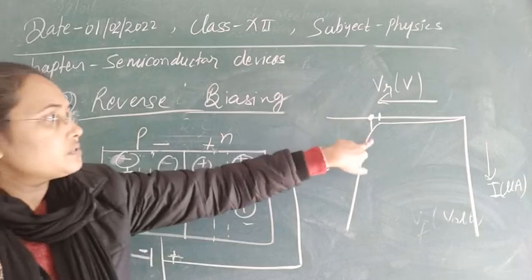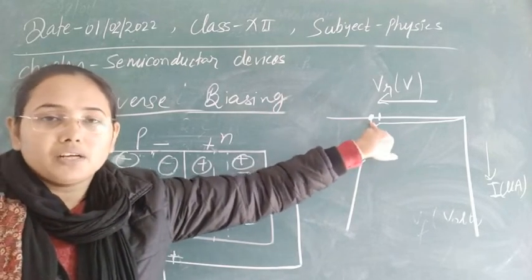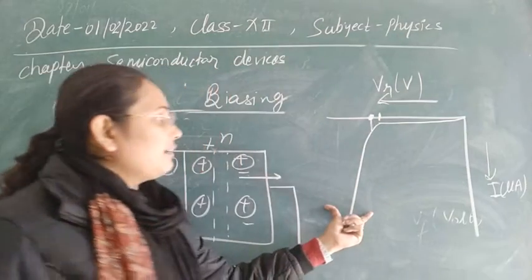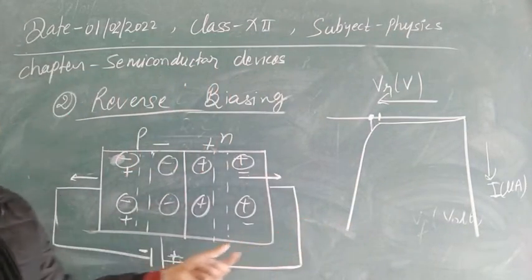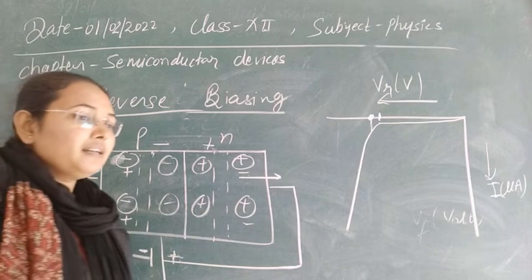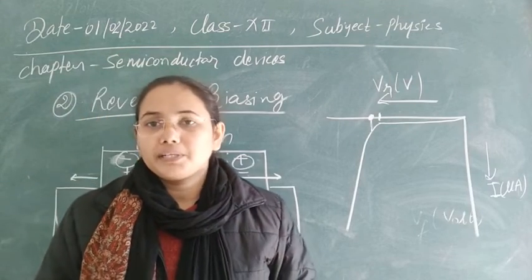And this voltage is known as the avalanche breakdown voltage, or we also call it the reverse breakdown potential. So this kind of graph we can see for the reverse potential. The first one we have seen is for the forward potential, and if you put both graphs together, that is known as the characteristics of the PN junction diode.